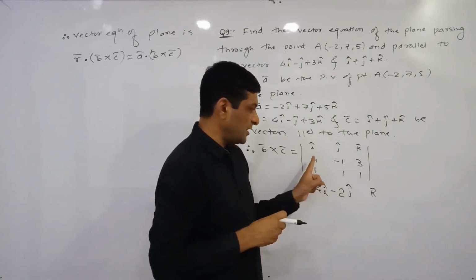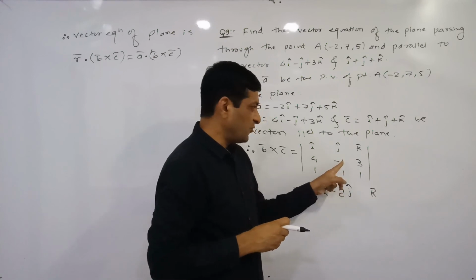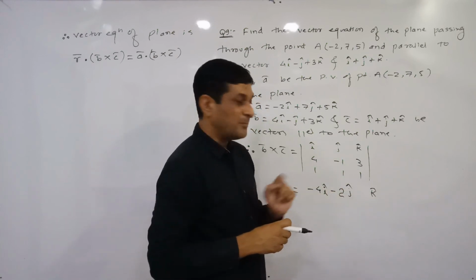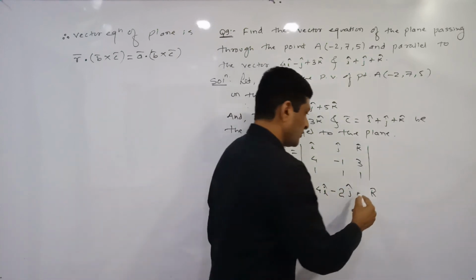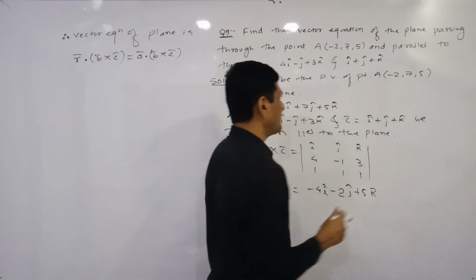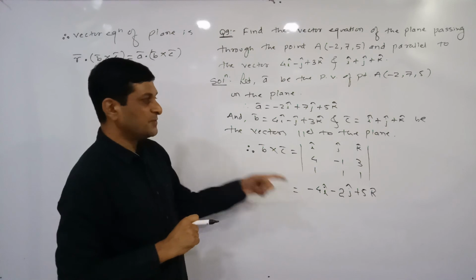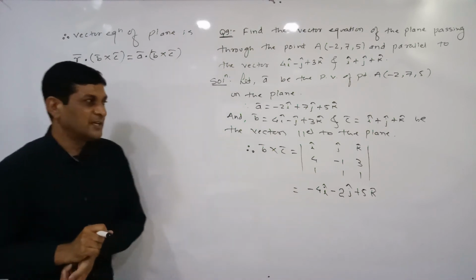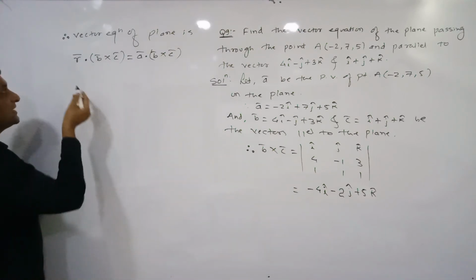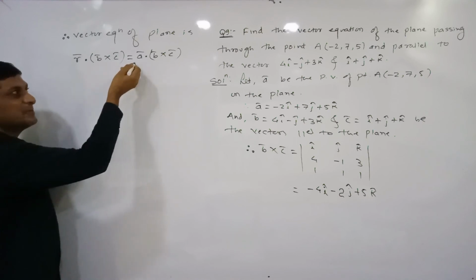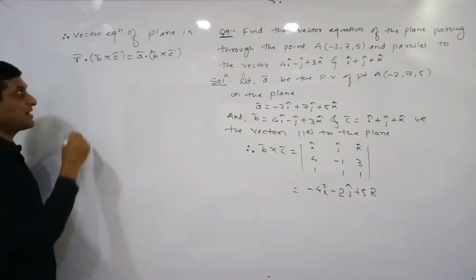Lastly, let us find the coefficient of K cap. So delete this column. Here this product is 4, 4 minus 1. Minus means plus 1. 4 plus 1 will be equal to 5. Once these values are known to us, substitute all these values in this formula. So therefore the vector equation of plane is R bar dot B bar cross C bar is equal to A bar dot B bar cross C bar.